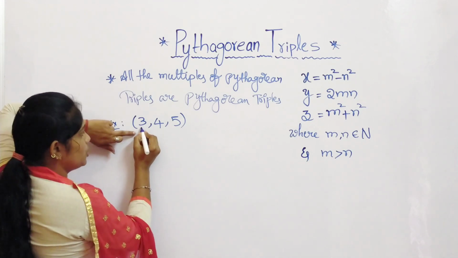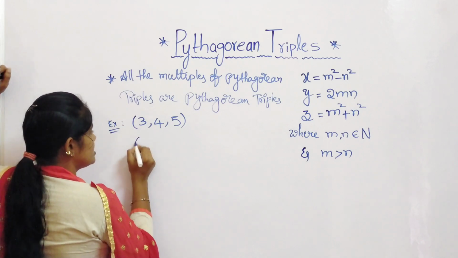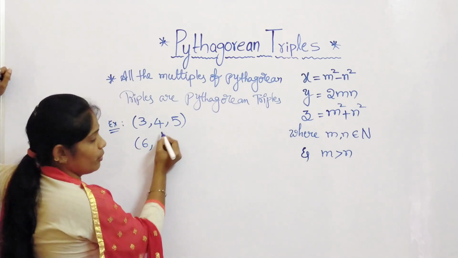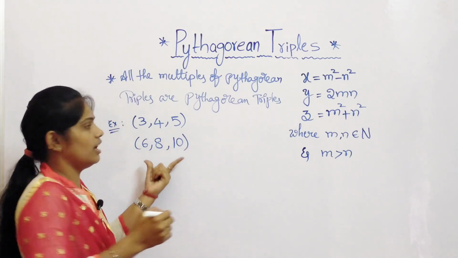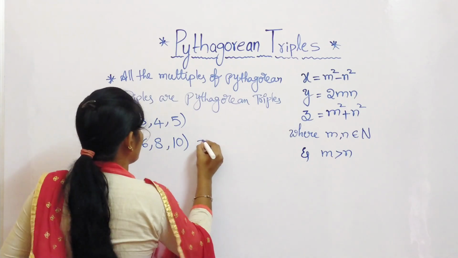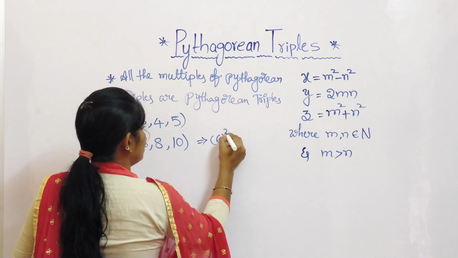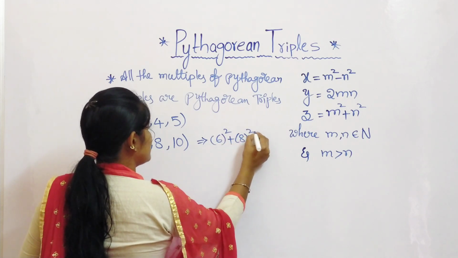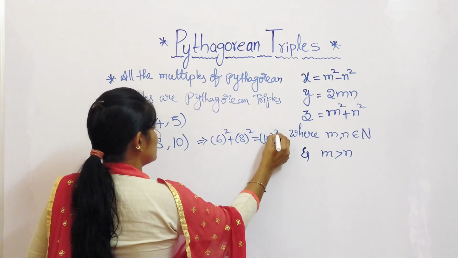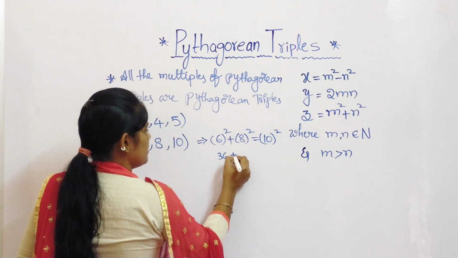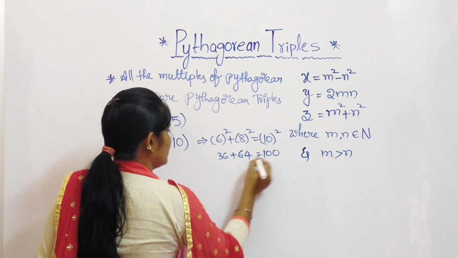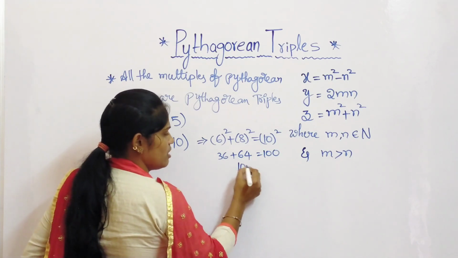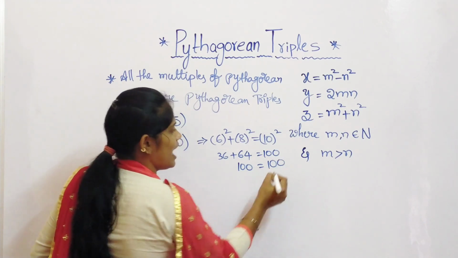For example, 2 into 3 is 6, 2 into 4 is 8, 2 into 5 is 10. This is a Pythagorean triple. Let us check this one. 6 square plus 8 square is equal to 10 square. 6 square is 36 plus 8 square is 64 and 10 square is 100. 36 plus 64 is also 100. So 100 is equal to 100.